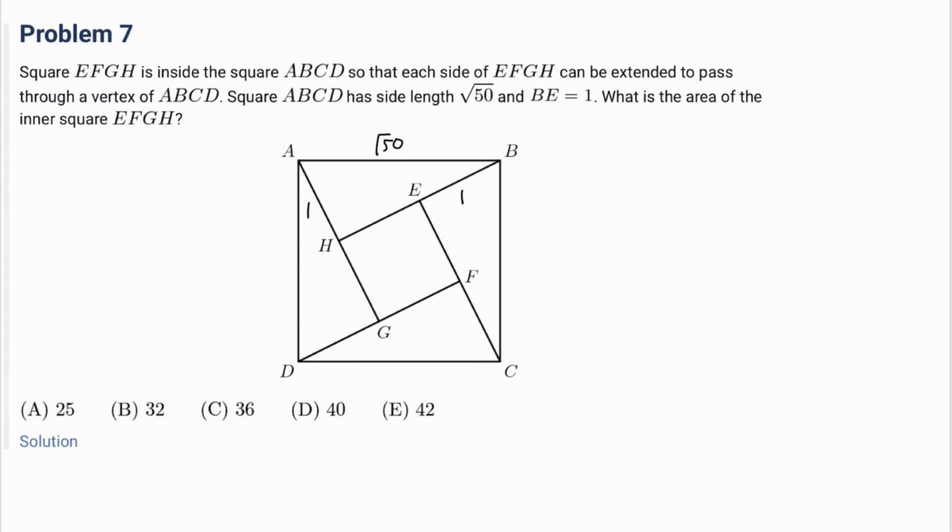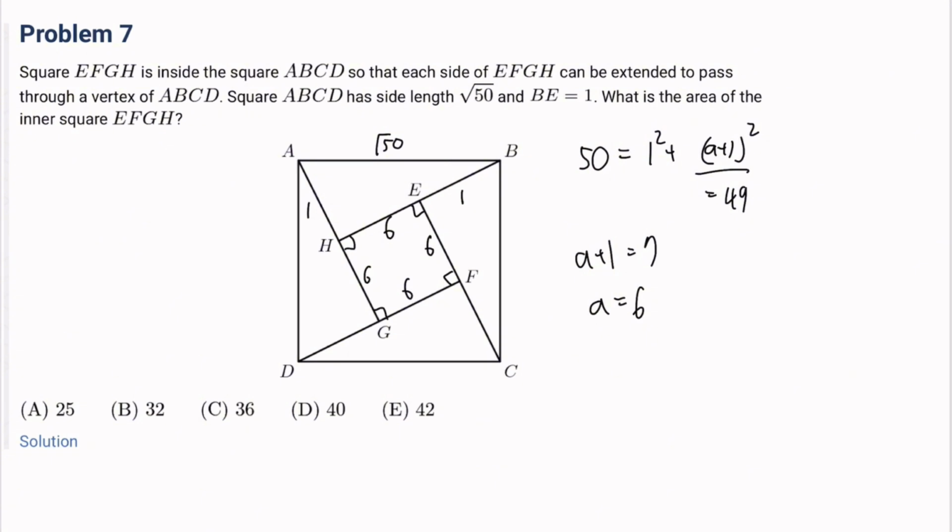So root 50 squared, so that's just 50, is equal to 1 squared plus, let's say EH is a, plus 1 squared, right? And then this is going to be equal to 49, so a plus 1 equals 7, a equals 6, right? So a is going to equal 6, and so this is all going to be 6 because it's a square, right? And then we want the area of the inner square EFGH, so that's just this times this, which is 6 times 6, right? So 6 times 6 equals 36. This is our answer, it's C.